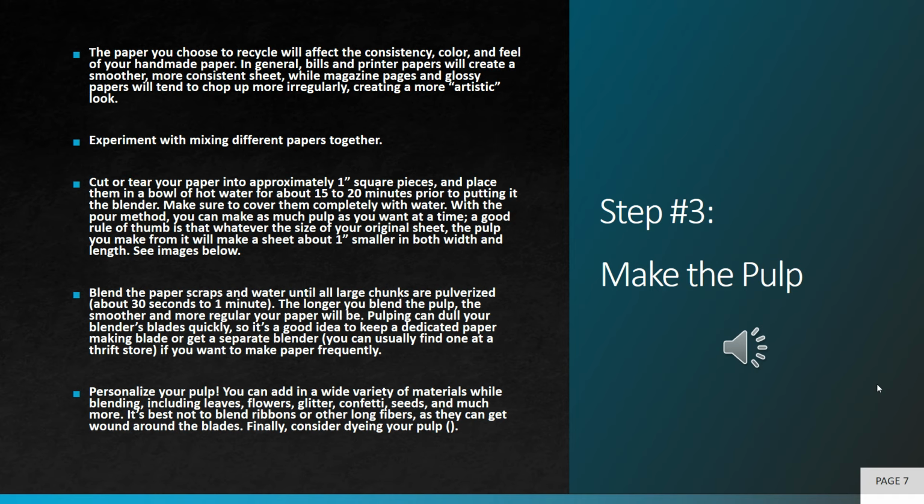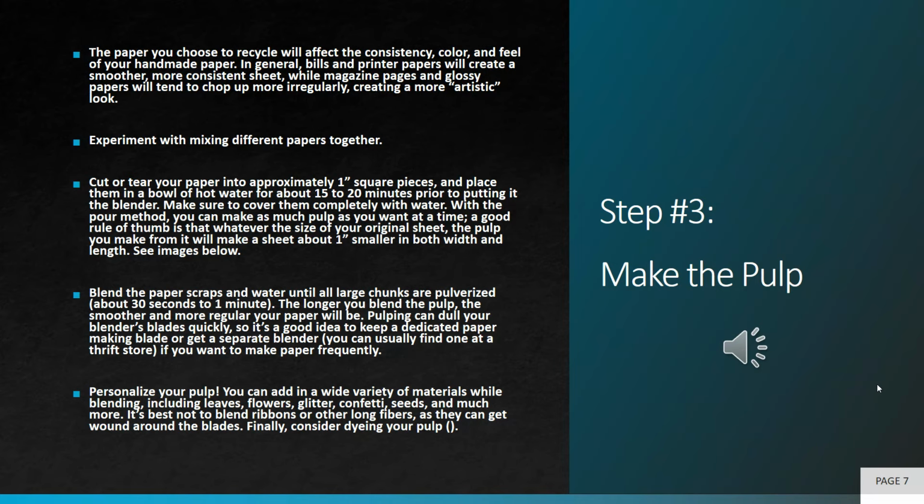Again, you can practice a couple different things, but when you do this process, you've got to cut or tear. I tore mine into about 1x1 squares and placed them in a bowl of hot water for about 15 to 20 minutes prior to putting them in the blender. Now you could just put them in the blender with some boiling hot water and let it sit there, rather than like I did. I poured mine out from a bowl into the blender. So this would be an easier way if you just throw it right in the blender.